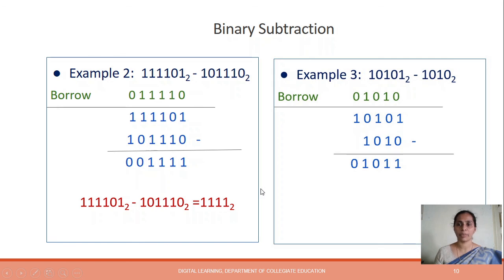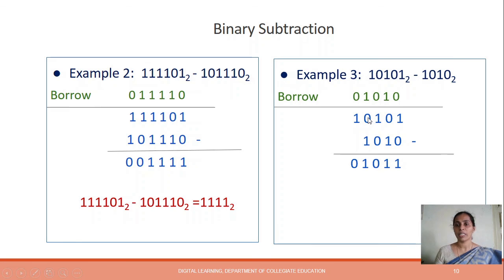Let's see another example. Here 1 0 1 0 1 minus 1 0 1 0. Here the borrow is shown here and the numbers are here. Here also 1 minus 0 is 1. 0 minus 1 is not possible to do if you are not taking a borrow. So get a borrow from here. So this will become 0 and here it is 1 0. So 1 0 minus 1 is 1. So here it is 0, 0 minus 0 is 0.